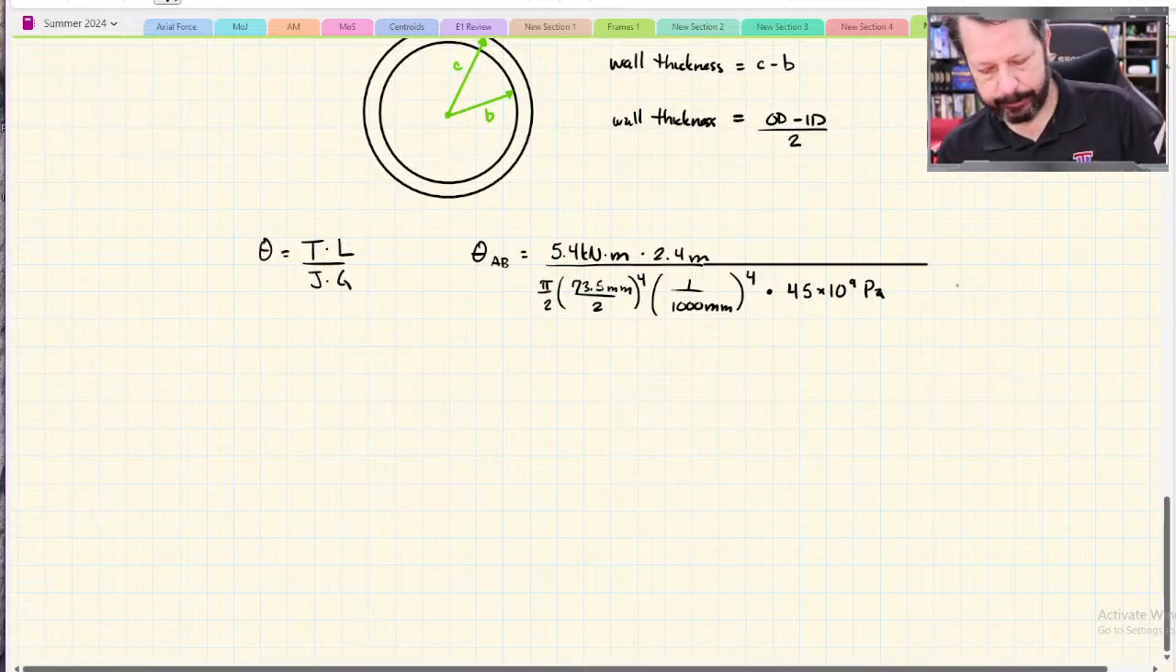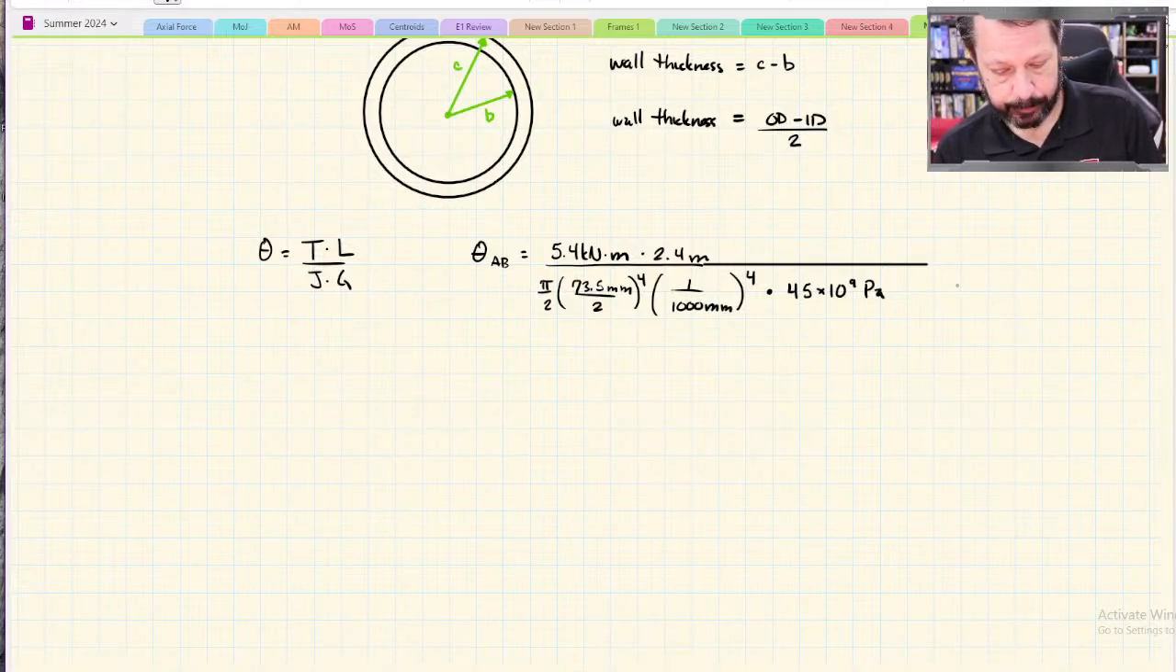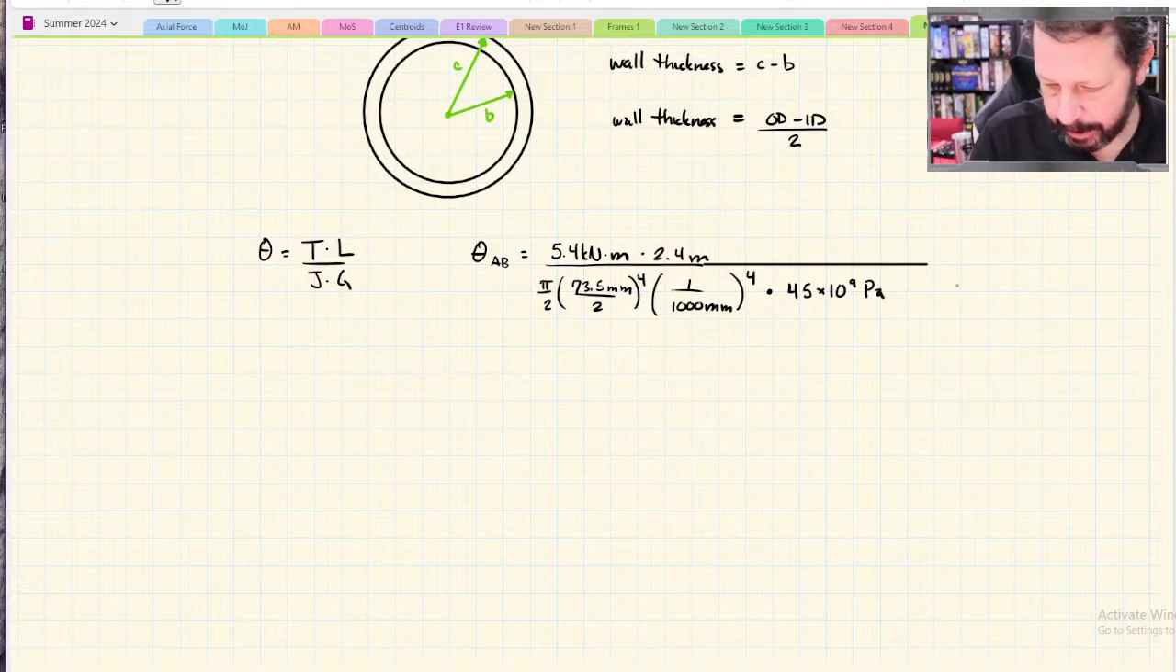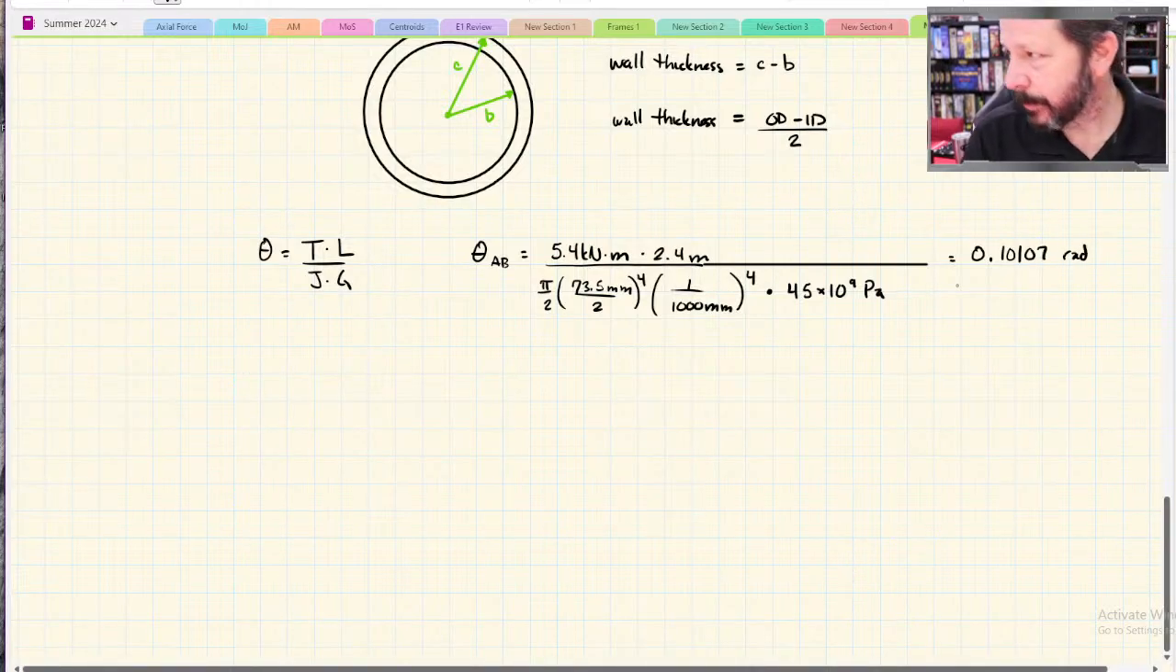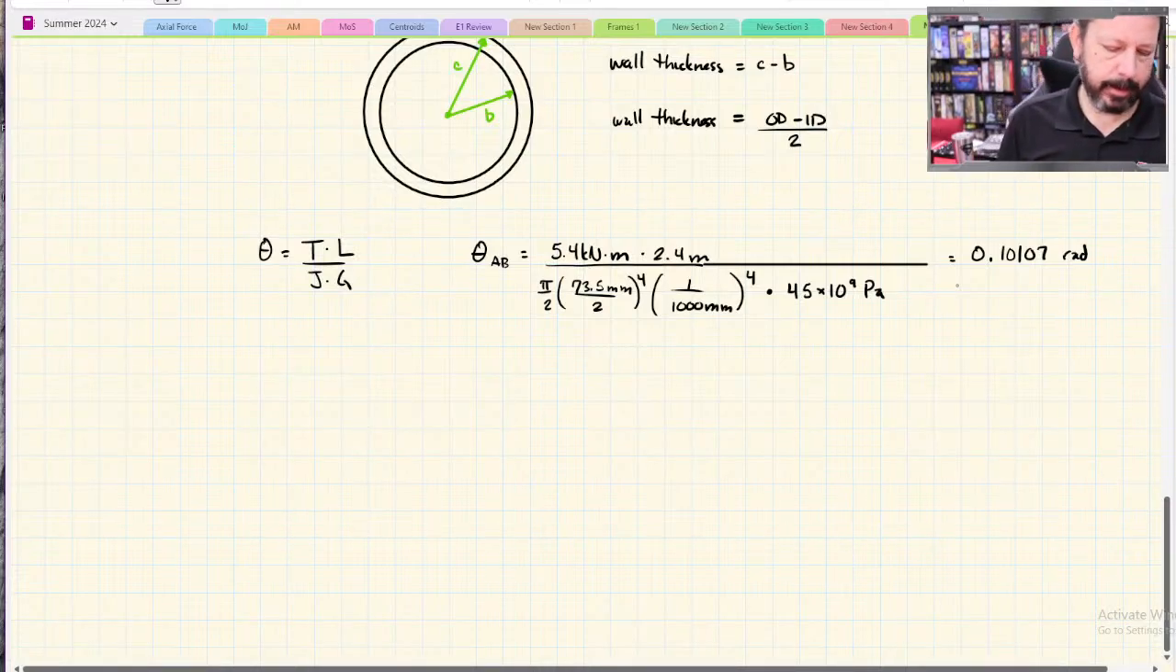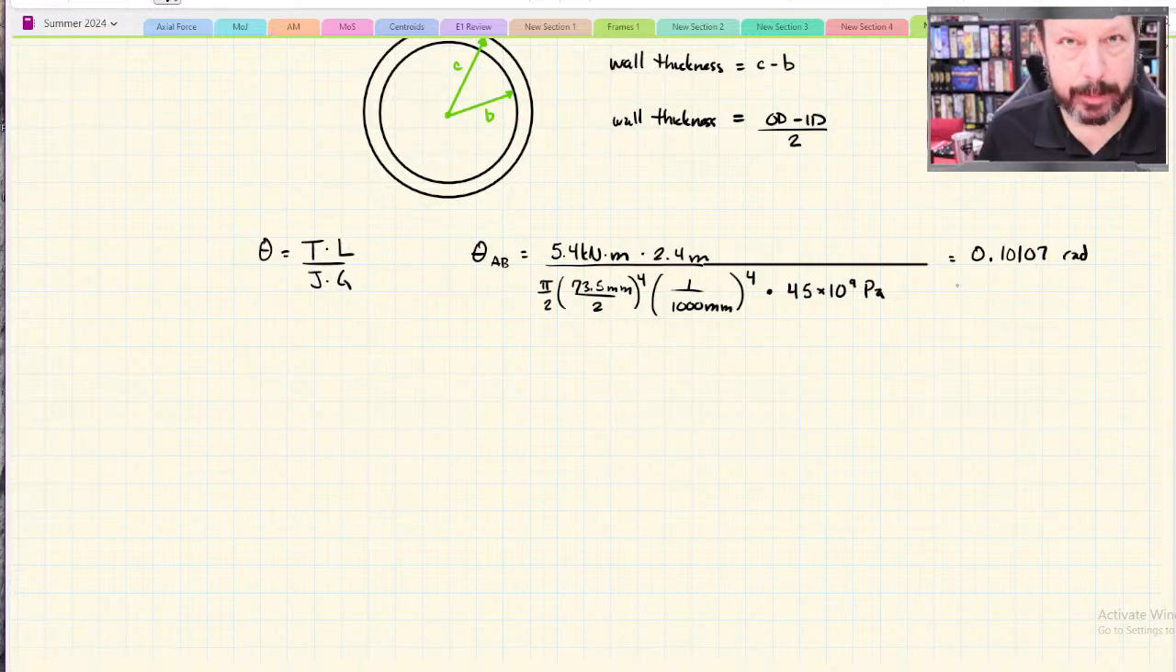Okay, so if I divide this by 45 times 10 to the 9th, then I get 0.10107 radians. So that's why it was coming out to be like billions of radians, and that just didn't make any sense. But I didn't divide by the modulus of rigidity.